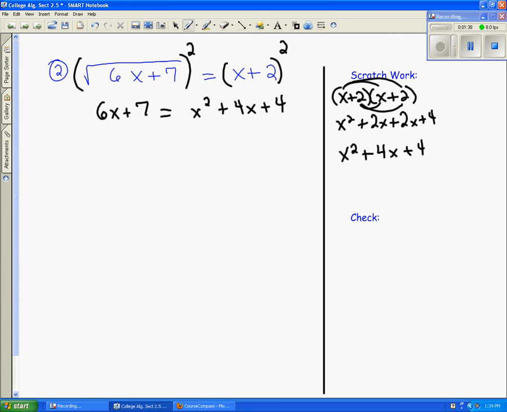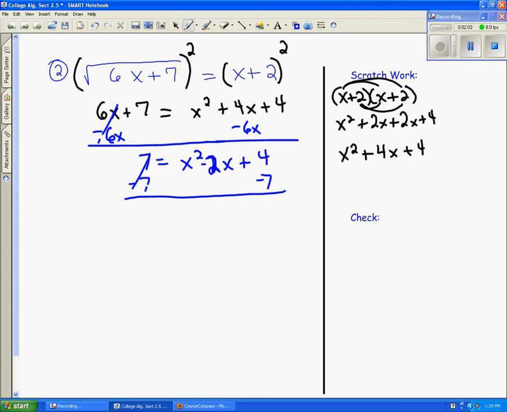Combine like terms, so we want to subtract 6x from both sides. So we get 7 equals x squared minus 2x plus 4. Subtract 7. We want to get 0 over here is equal to x squared minus 2x minus 3.